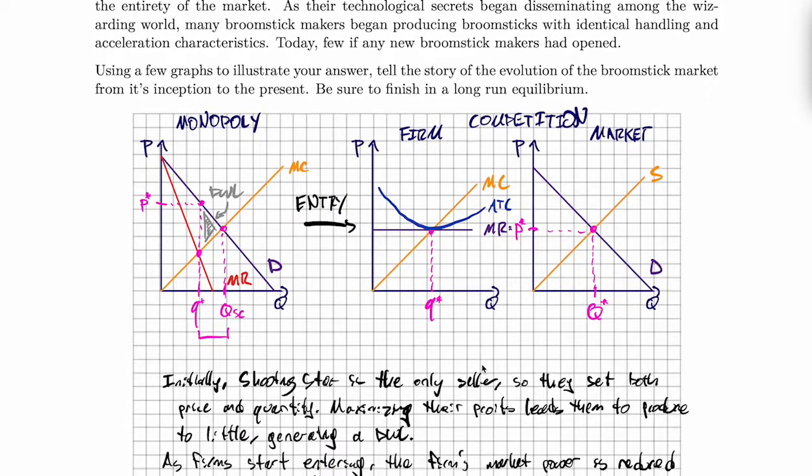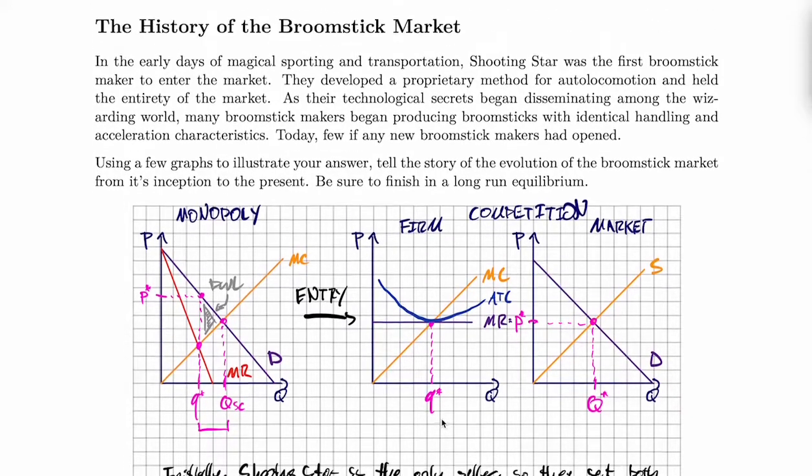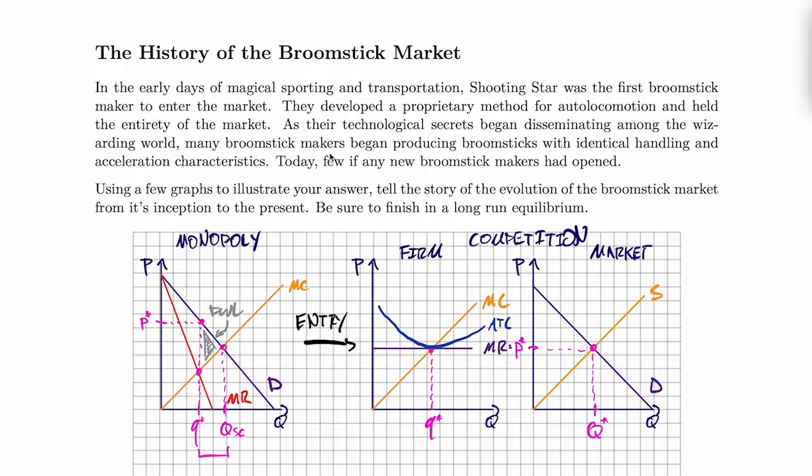Okay, so then we write a little bit of a description here, just talking about the initial starting point of Shooting Star. They're the only seller, so they get to set both price and quantity, and then they maximize their profits, leading to some deadweight loss. So that's the first part of this question. The second part is about entry over time.